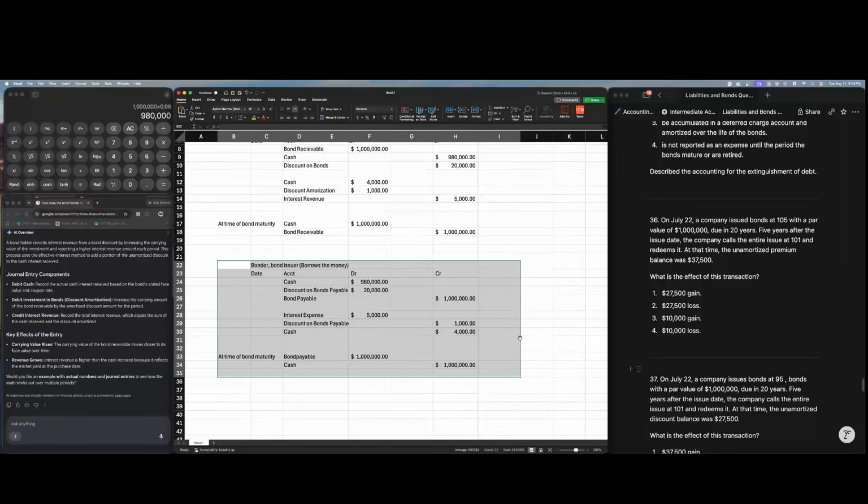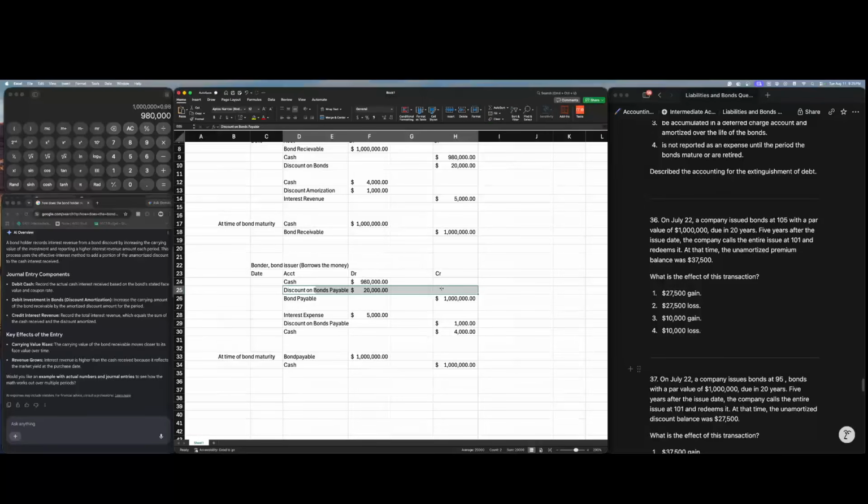And then the bond issuer, the one that borrowed the money, would only receive 980,000 in cash, and there would be a 20,000 discount on the bonds payable. They want cash because they're borrowing cash. But instead of the full $1 million in cash, they only received 980,000 in cash, and then they also have this $20,000 discount on the bonds, so to speak. That's debited. They have this bond payable of $1 million, so they still have to pay $1 million at the end of the maturity of the bond.